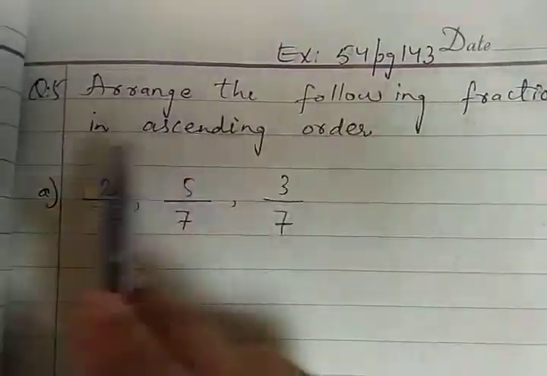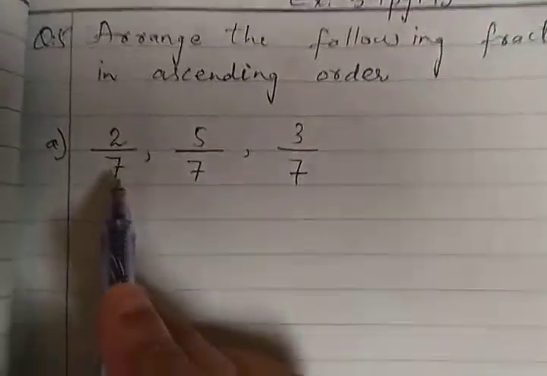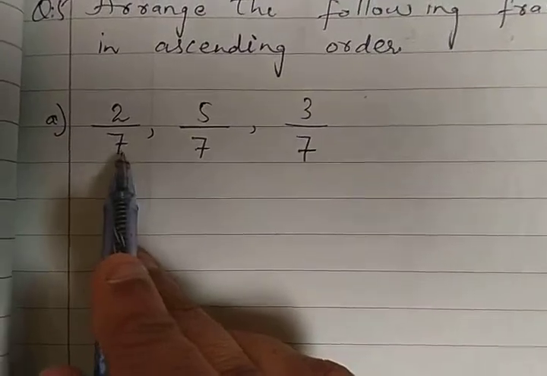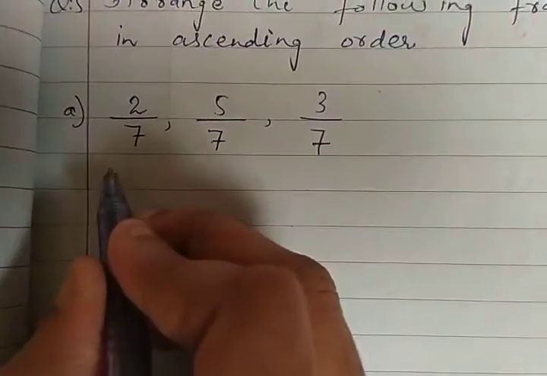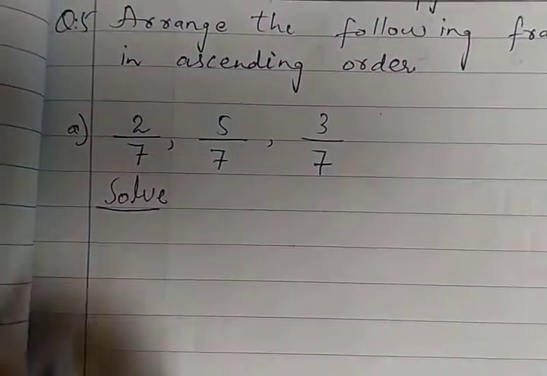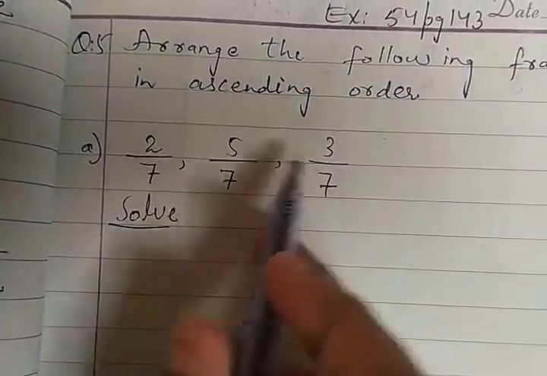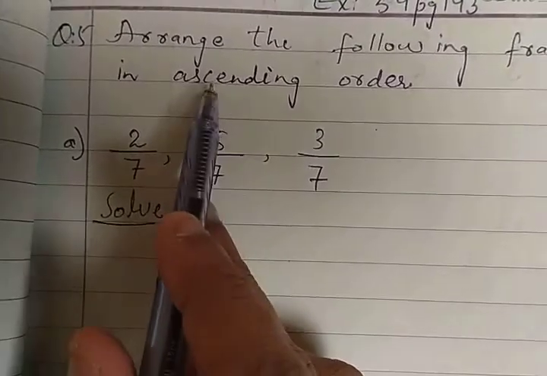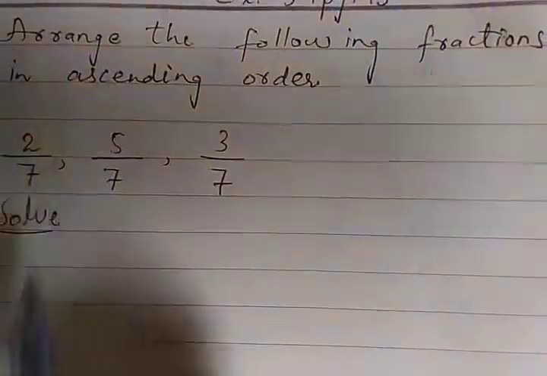Arrange the following fractions in ascending order. See the denominators. Denominators are same: 7, 7, 7. So you have to write accordingly the numerators. If the denominators are same, you have to write the numerators accordingly in ascending order. And the question is that you have to arrange the following fractions in ascending order.